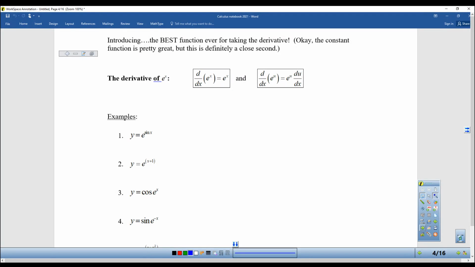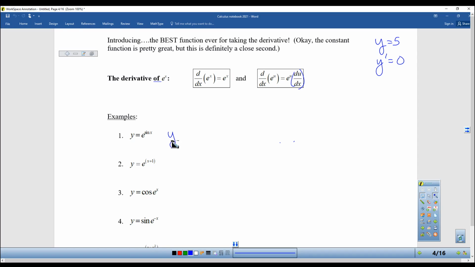Introducing the best function ever for taking the derivative. Okay, the constant function is pretty great. The derivative of a constant is 0. But e to the x is a pretty close second. The derivative of e to the x is e to the x. It's that easy. Unless it has something other than x. Then the derivative of e to the u, meaning something other than just plain old x, is still e to the u, but then times the derivative of the inside, so to speak.